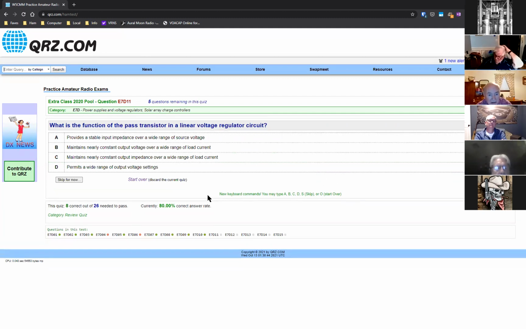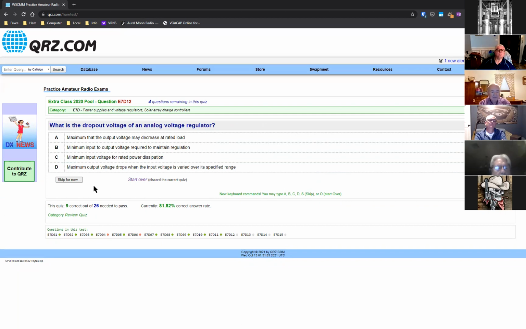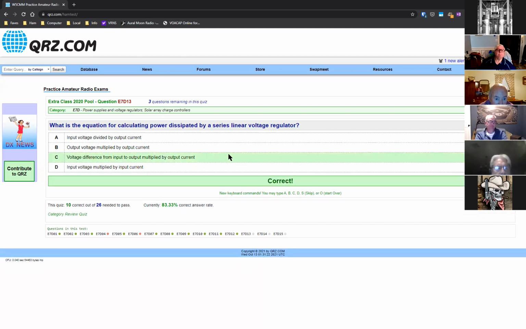What is the function of the pass transistor in a linear voltage regulator circuit? B. Okay, this is going to be B. What is the dropout voltage of an analog voltage regulator? That minimum required to maintain regulation. What is the equation for calculating power dissipated by a series linear voltage regulator? C, Charlie. Yeah, the difference in voltage times the current.